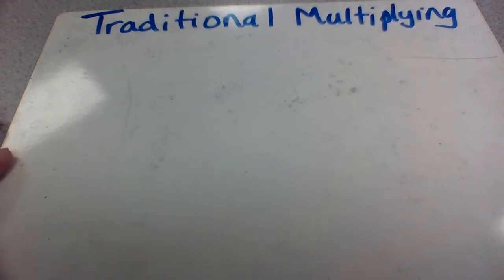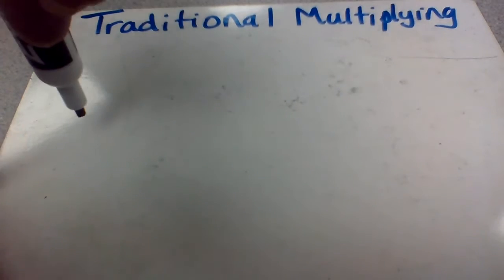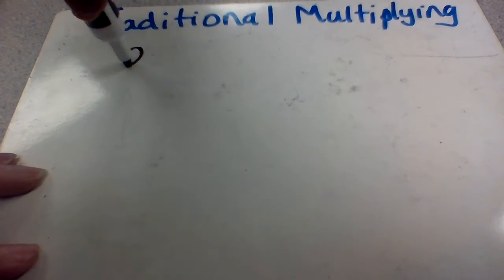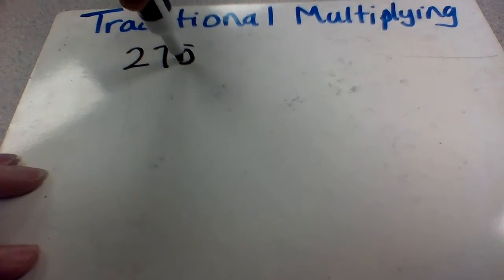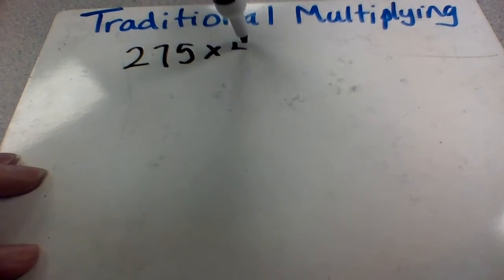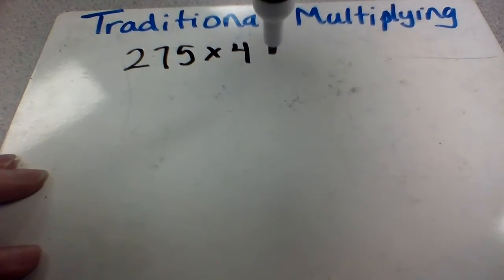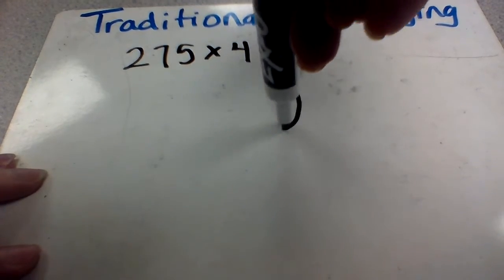Okay, so let's continue on. We're going to multiply 3 digits by 1 digit using the traditional method. So this time I'm just adding a hundreds place. If I have a question like 275 times 4, I'm going to do the same thing. I need to stack with the biggest number on top.